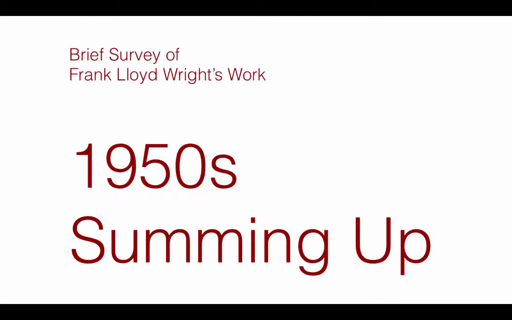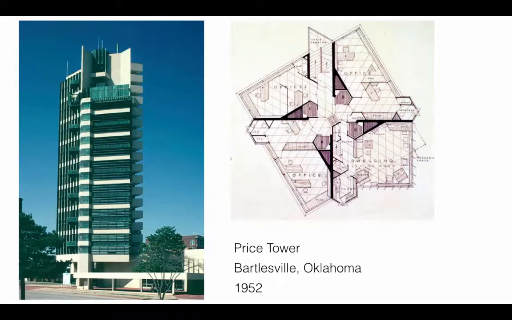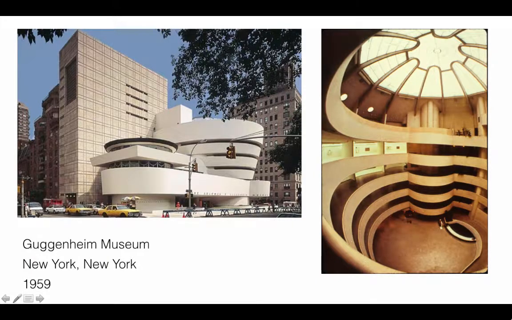In the 1950s, we get a sort of summing up. He does a high-rise tower in Bartlesville, Oklahoma, with this kind of core in the center, the structure in the center like a trunk of a tree, and then the space is cantilevered out from that. And, of course, the Guggenheim Museum, 1959 in New York City.